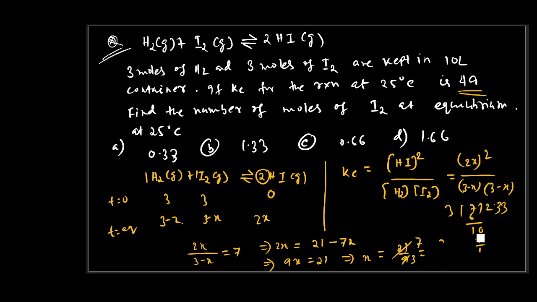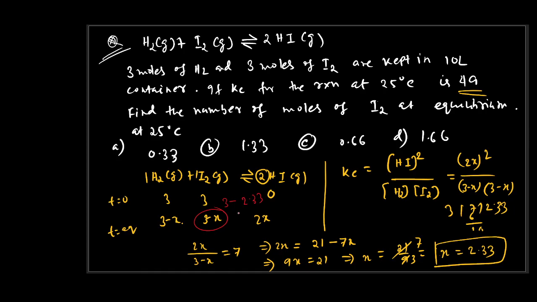So x equal to 2.33. Okay, so x value we get. Then they ask to find the number of moles of I2 at equilibrium. So I2 is this. So they want to ask the value of the concentration of I2 at equilibrium. So with x equal to this, then just put 3 minus x value, we know 2.33.